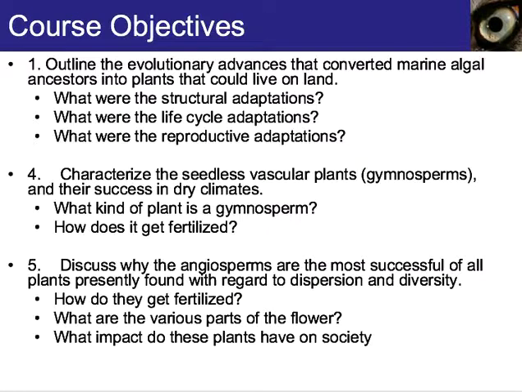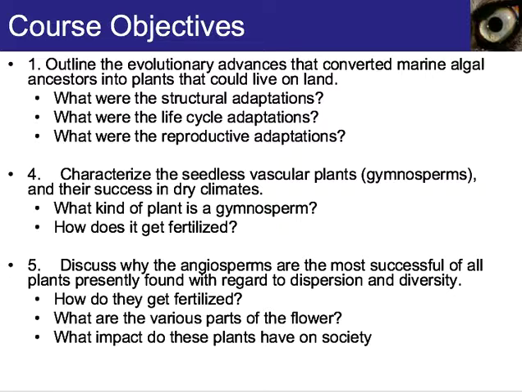Antarctica. So what should you know from this chapter if you make a study guide? You should know what were the structural adaptations, life cycle adaptations, and reproductive adaptations that a protist had to go through to become a land plant. You'll be able to characterize the seedless vascular plants and their success in dry climates. What kind of plant is a gymnosperm and how does it get fertilized? And discuss why angiosperms are the most successful of all plants presently found in regard to dispersion and diversity.